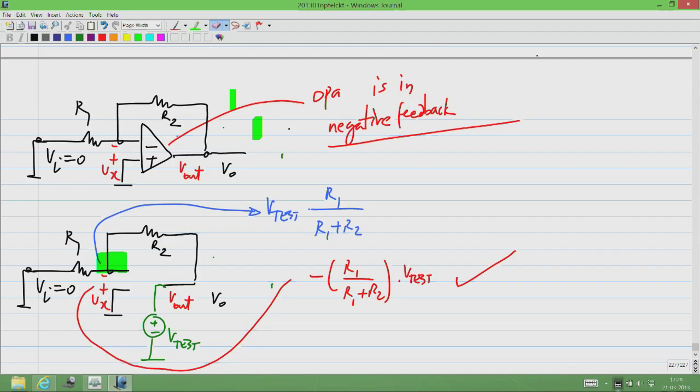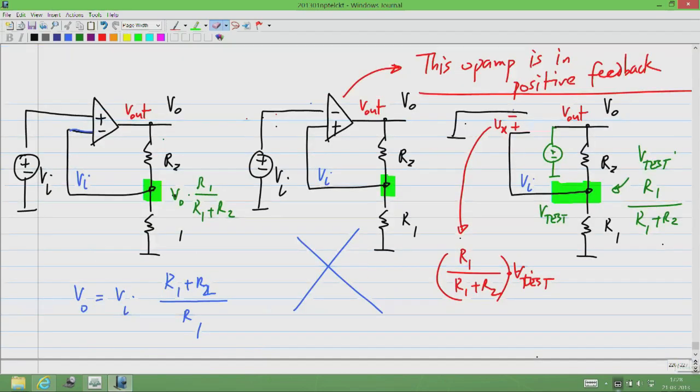I also showed you what happens if you have the wrong polarity. Okay, that is, in this case, if you have the upper one to be minus, lower one to be plus, then this op amp is in positive feedback and you cannot assume that these two are virtual shorts. Okay, so if you use that, you will get the same formula as before for V naught, but that will be completely wrong. Okay, so is this clear? Any other questions?